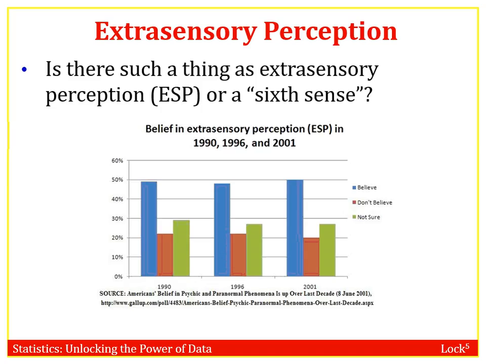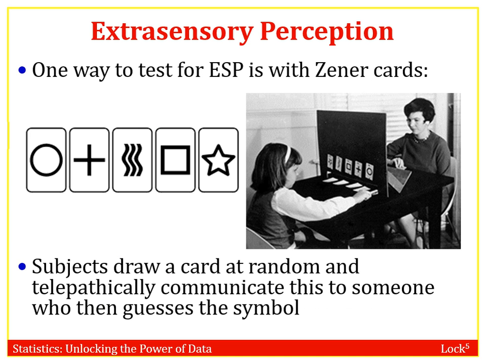So, extrasensory perception. Is there such a thing? So here's some data. Take some time to look at it. Now, we want to see if there is such a thing. And so one way to actually test it is with these cards. Basically, we have 5 cards. Someone draws one at random and then supposedly tries to telepathically communicate it to somebody else so that they can pick up the same card.